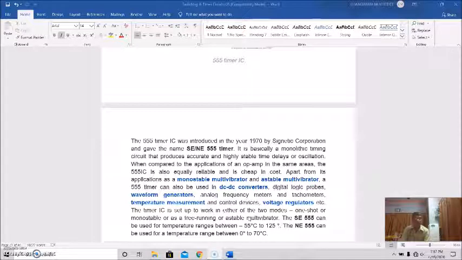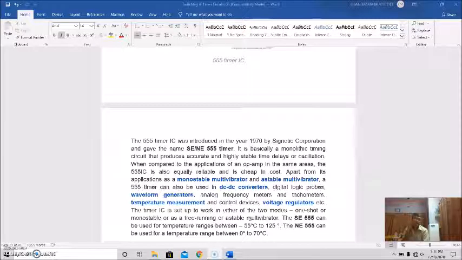So once again I am repeating. Not only is it used in a monostable or astable multivibrator circuit, it is also used in DC-DC converters, digital logic probes, waveform generators, analog frequency meters and tachometers, temperature measurement and control devices, voltage regulators, etc.